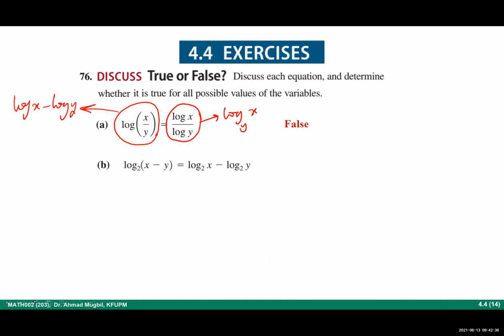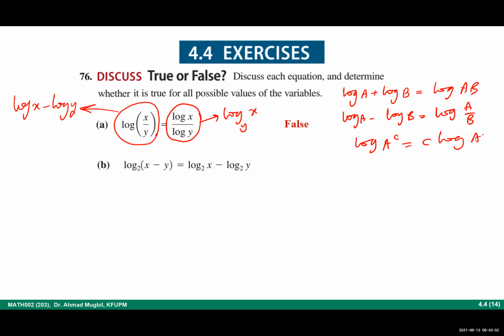Okay, let me remind you of the laws here, guys. Let me write them this way. Log A, even without the base. Log A plus log B is log A times B. And log A minus log B is log A over B. And log A to the power C is C log A. Whatever the base is. And we also have the change of base formula: log B of x equals log A of x over log A of B. This is all you need to remember.